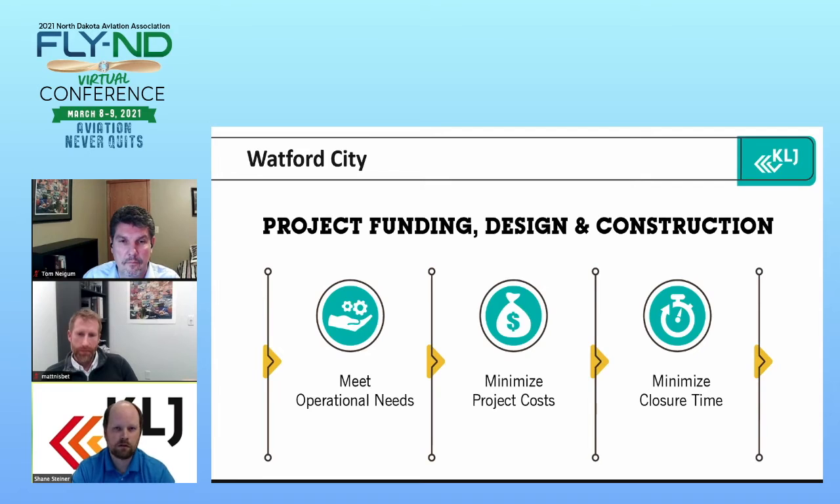And then lastly was closure time. So we knew going in that the airport was going to have to be closed for at least one summer. So in order to try to keep it to one summer or a minimum of months instead of years was also important. So these were the three things that we always went back to when we were considering our options for this project. If you want to go to the next slide, Tom.